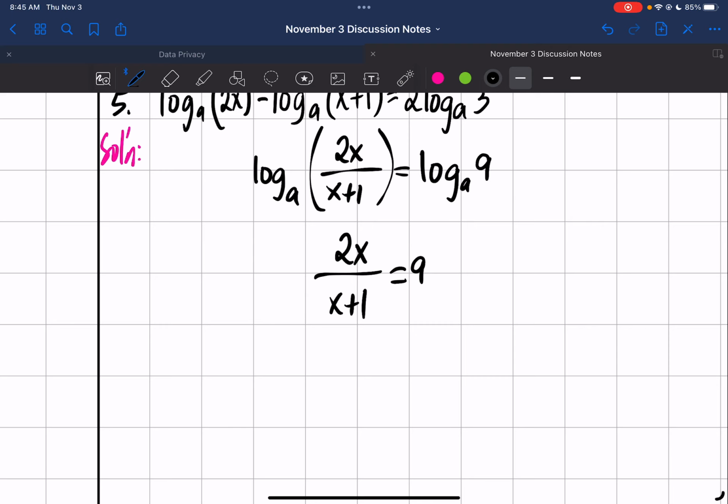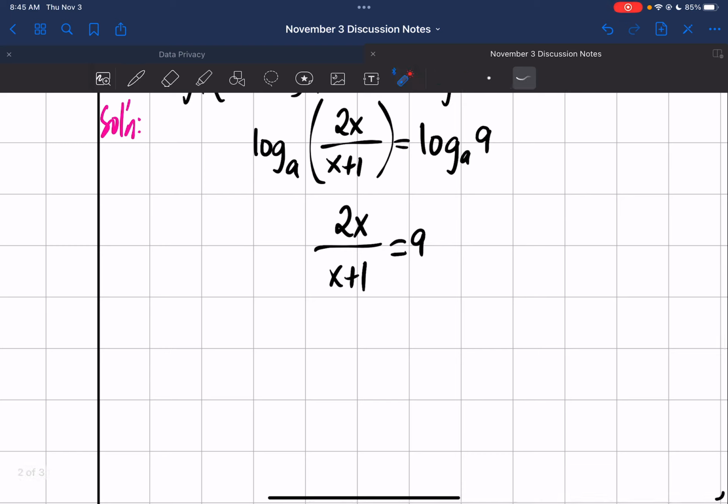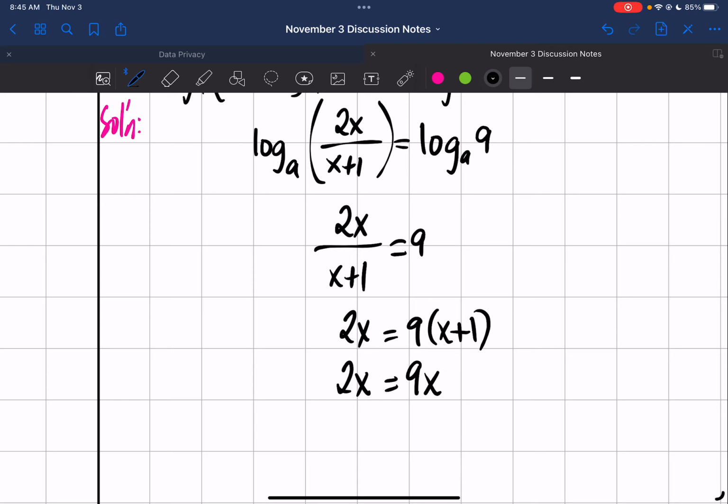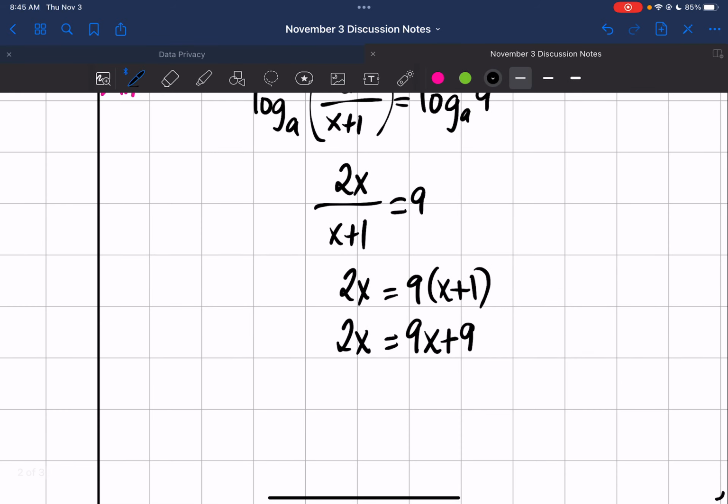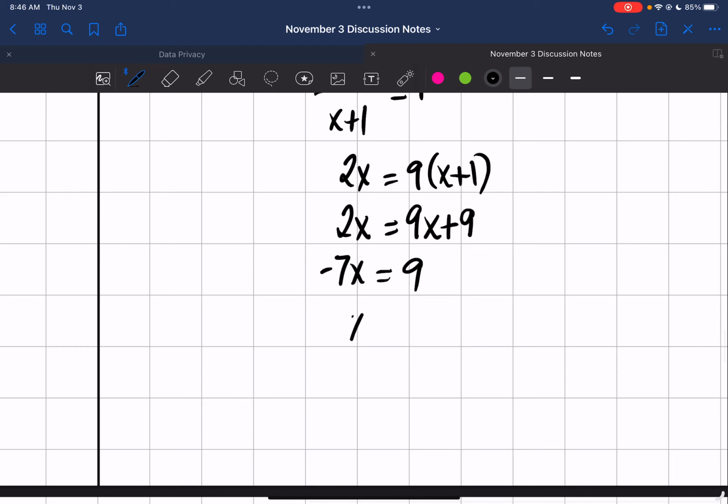So this is just a rational equation, right? So we multiply both sides by x plus 1 to get 2x equals 9 multiplied by x plus 1, or 2x equals 9x plus 9. So this one, class, would give us, we move the 9x to the other side, negative 7x equals 9, or this would give us x equals negative 9 over 7.